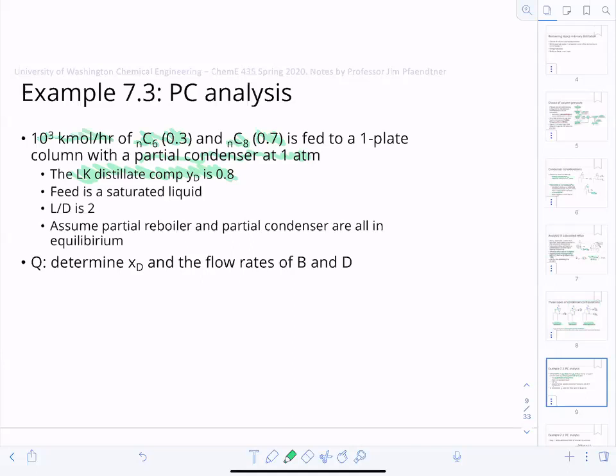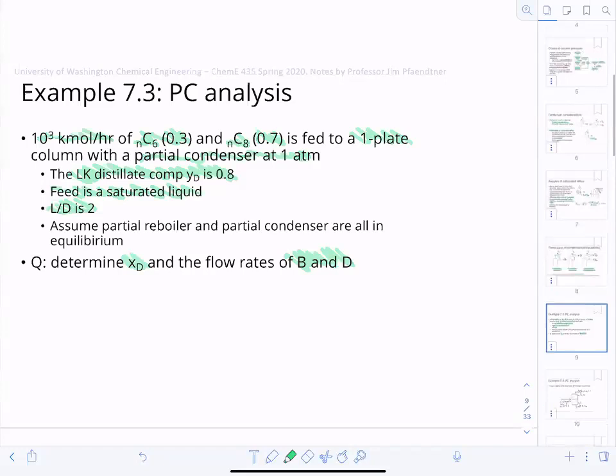And I want to point out that just based on the molecular weight here, you should be able to identify that the light key is hexane, not octane, because it's going to have a lower boiling point. We're given that the feed is a saturated liquid. We're given a reflux ratio of 2. And we're able to assume that the partial reboiler and partial condenser are all in equilibrium. And note that it tells you there's just one plate in this tower. So the goal here is to determine the distillate composition XD and the flow rates B and D.